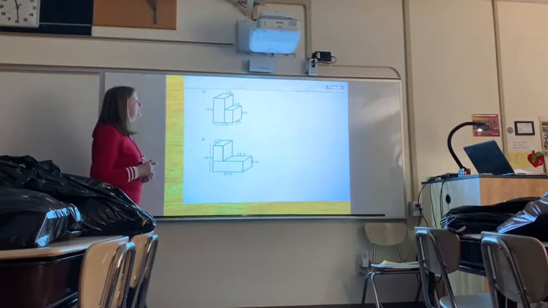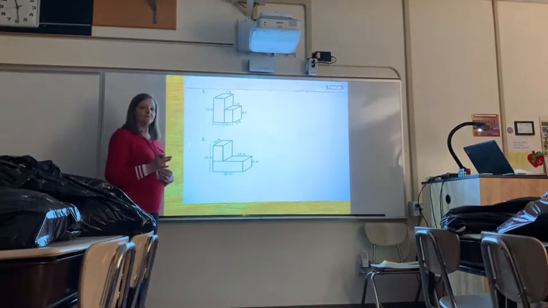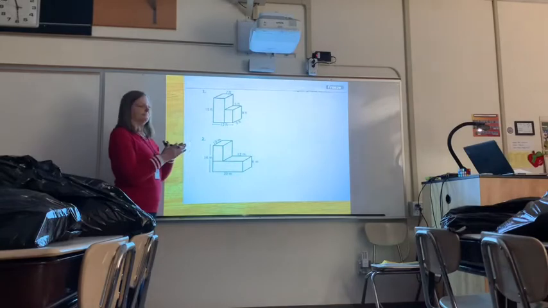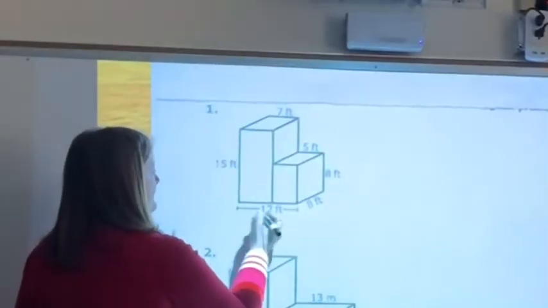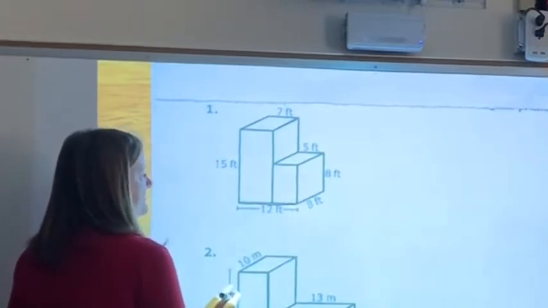Okay, today we're going to learn about complex volume. This is where we're going to find the volume of each separate rectangular prism, and then we'll add them together. So let's take a look at this right here. This is the length for both of them together.